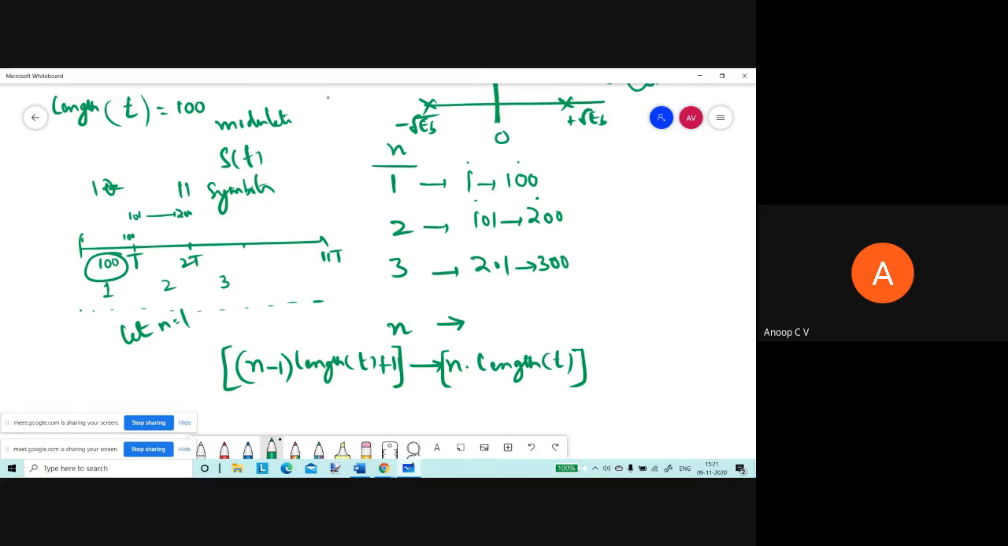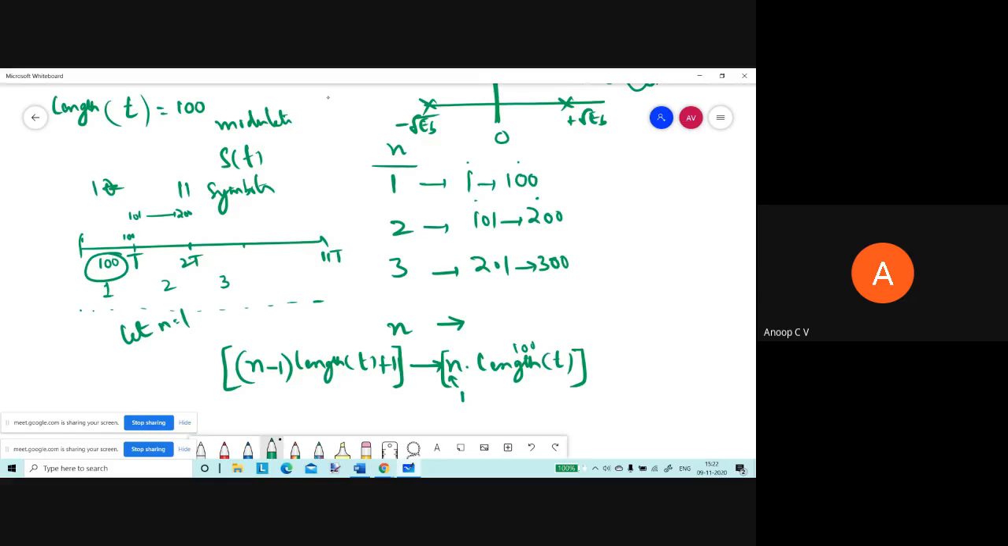0 into length of t will be 0. 0 plus 1 is 1. So 1, 2. Then if you assume it 1 and length of t to be equal to 100, so it is 1 to 100, right? So for n is equal to 1, it is actually what? First sample to 100th sample.